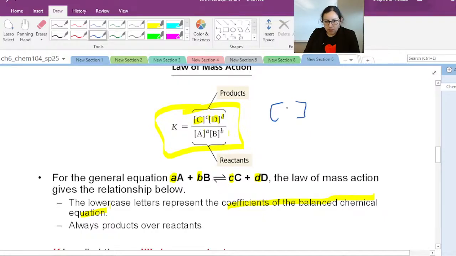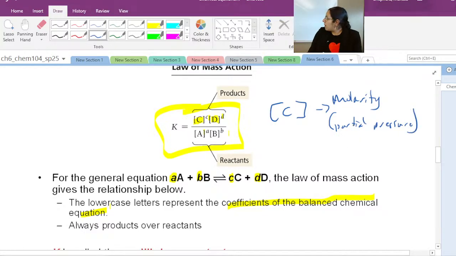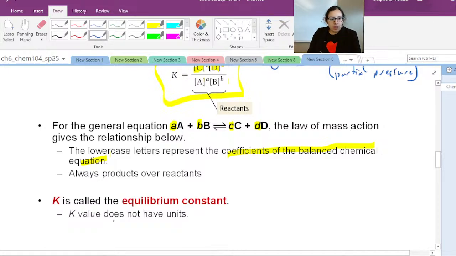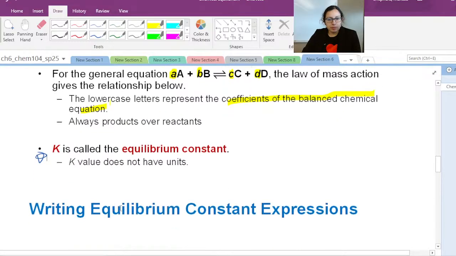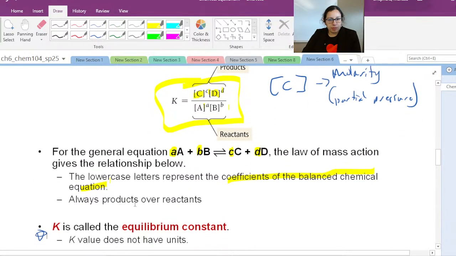This concentration is usually in molarity, or the other case would be partial pressure. But I'll try to stay away from partial pressures for the most part, at least in this context. K does not have units, so it's just a ratio. Do we all have this form written down at least?